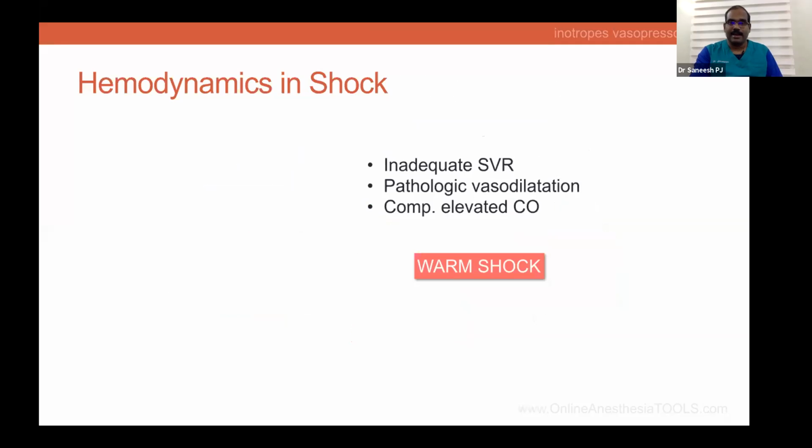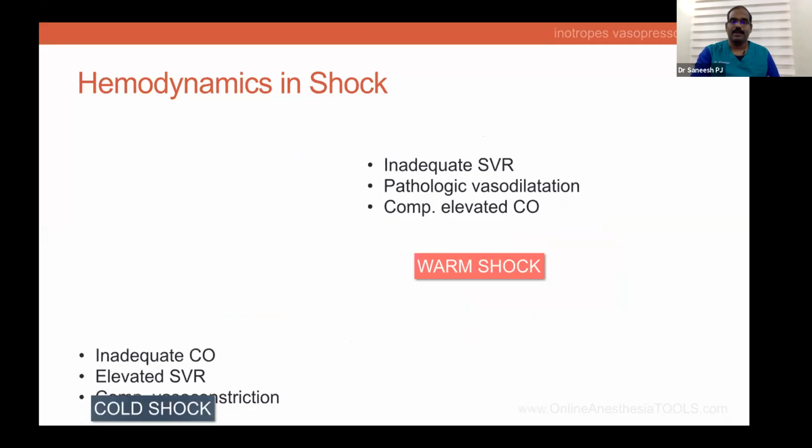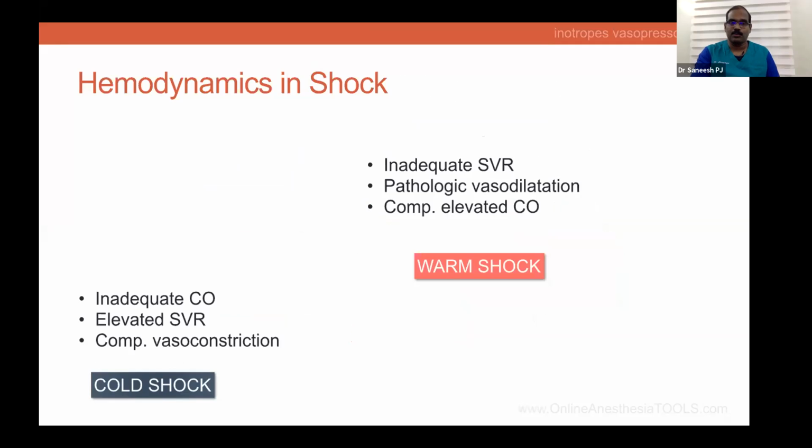And when there is inadequate SVR due to pathological vasodilatation or vasoplegia with a compensatory elevated cardiac output, we get into a scenario called warm shock. At the other extreme, when the cardiac output is inadequate, body is trying to constrict all the arterioles, elevated SVR, compensatory vasoconstriction at the maximum, you get into a scenario called cold shock.